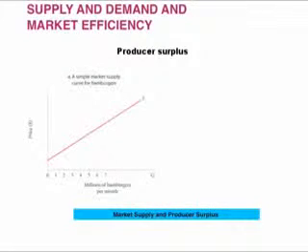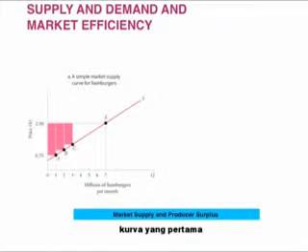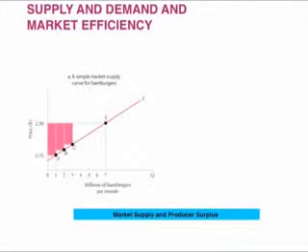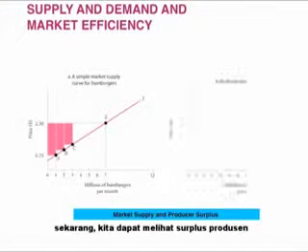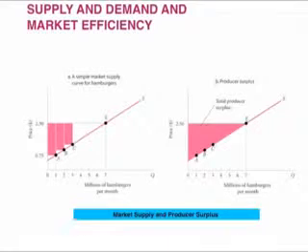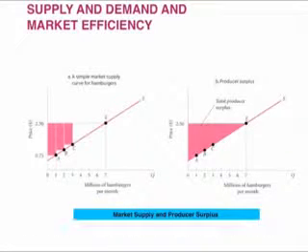This is producer surplus. In the first curve, this is a simple market supply curve. Now, we can see the producer surplus. The total producer surplus is marked in red.